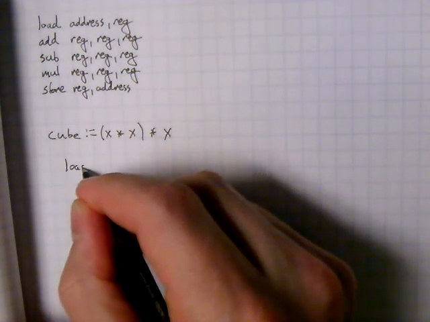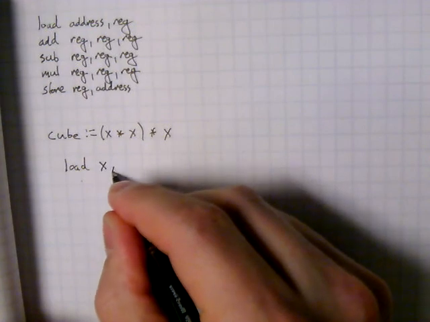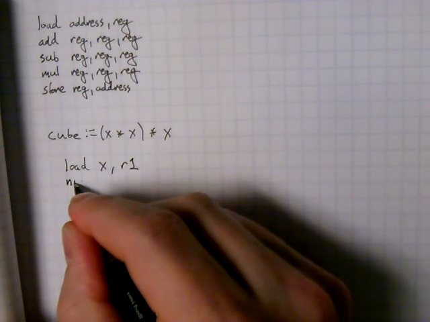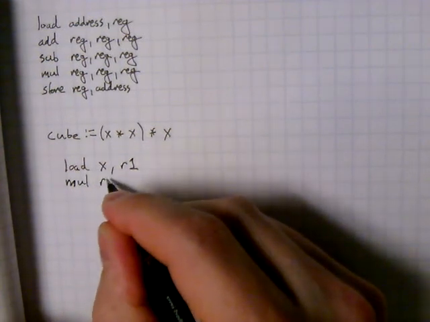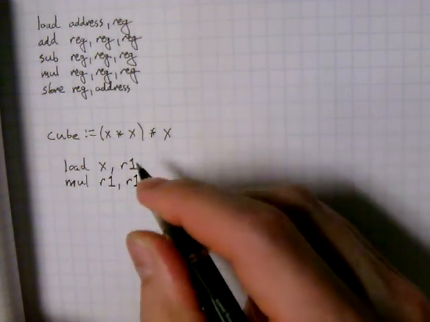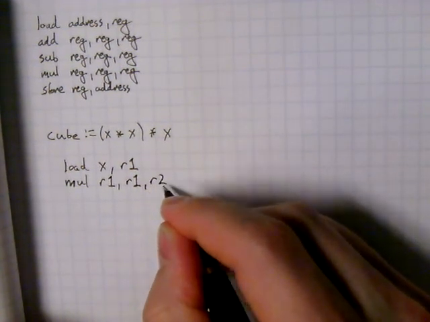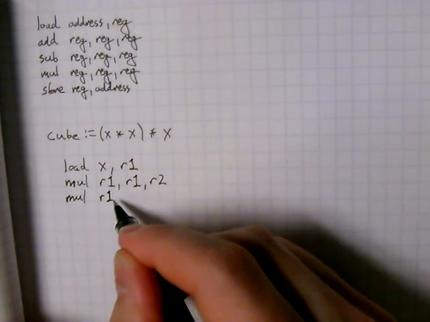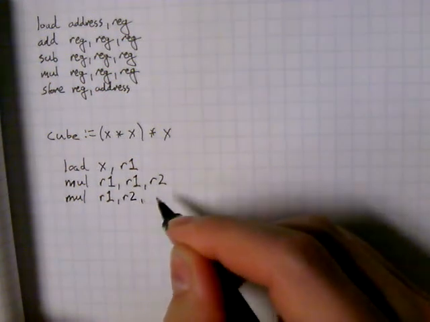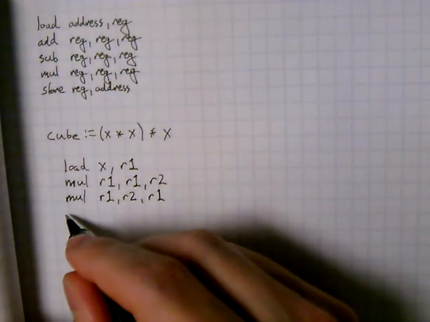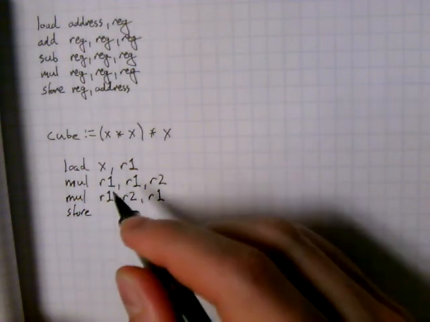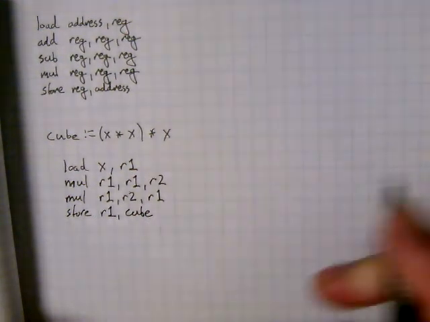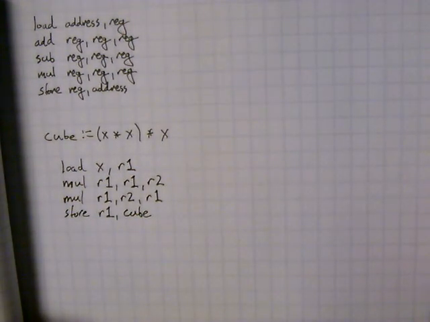instructions, right? So we load from x to register 1, and then we multiply register 1 by register 1, and then we'll store that in register 2. And then we multiply register 1 by register 2, and store that in register 1, and then store the entire value from register 1 in the address at cube. So that one was pretty easy, no problems there.